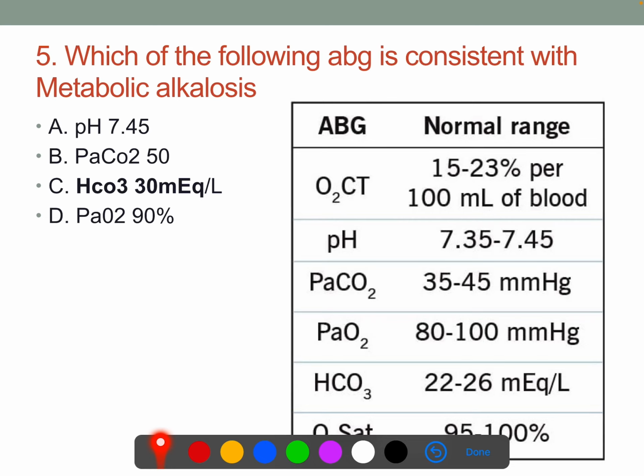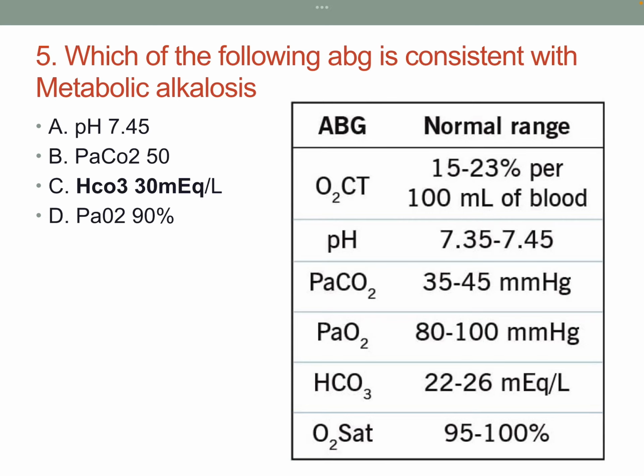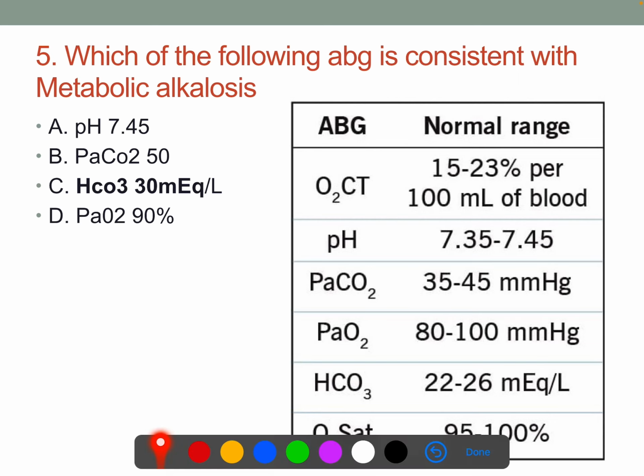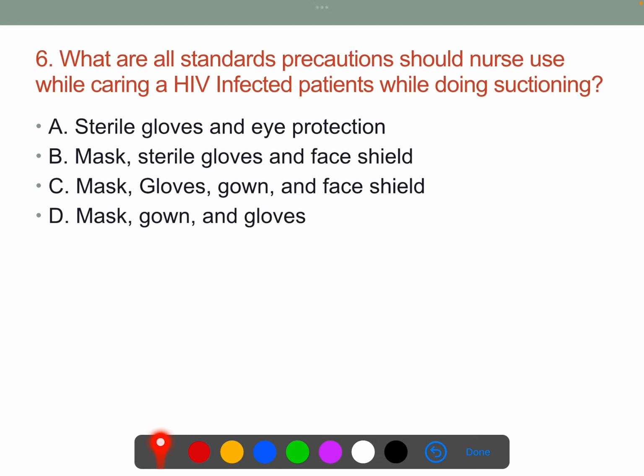These are the normal values. Please take a screenshot. It will help you for the exam. What is the normal value of each? It is a metabolic alkalosis. We can easily tell what is alkalosis and acidosis. pH below 7.35 is called acidosis, above 7.5 alkalosis. PaCO2 is for respiratory, PaCO2 and PO2 are for respiratory. Bicarbonate is for metabolic diagnosis. O2 saturation is also for respiratory.